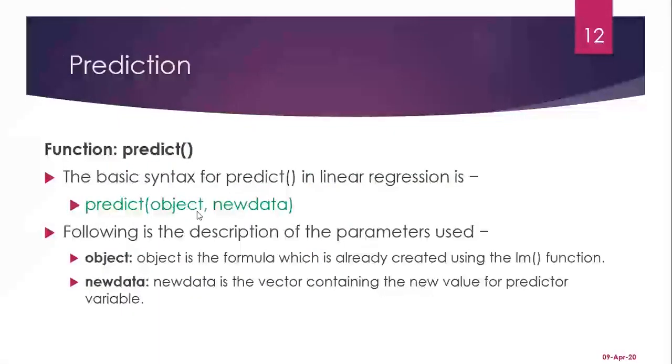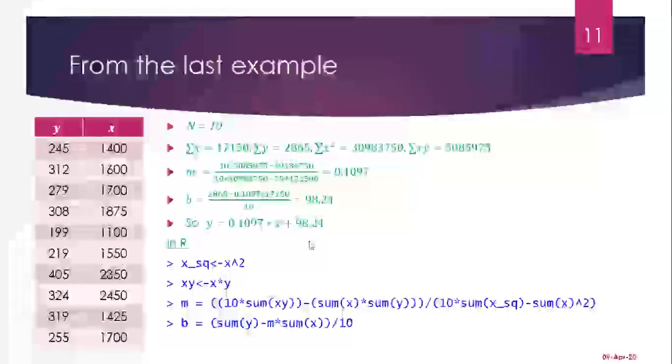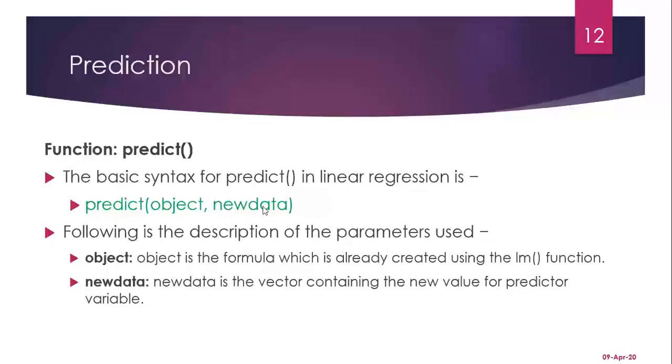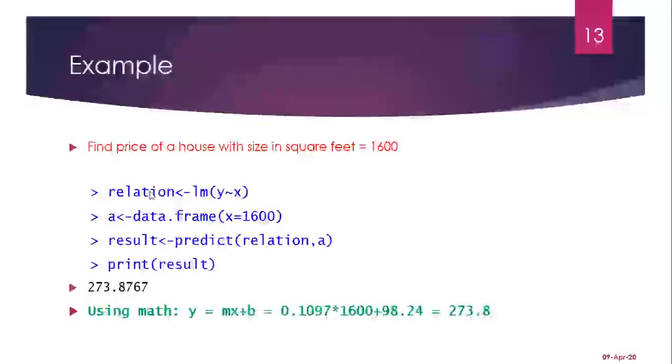For predict, you give the object, that is the formula you have got by using the lm function, and then you can give your new data. Just an example will clarify the matter. Here I had calculated that predictor object and named it relation. So relation becomes lm, a linear model of y dependent on x. And now we just create a new data frame.